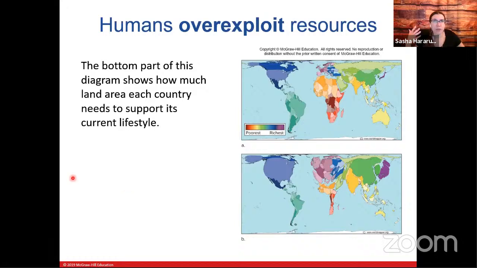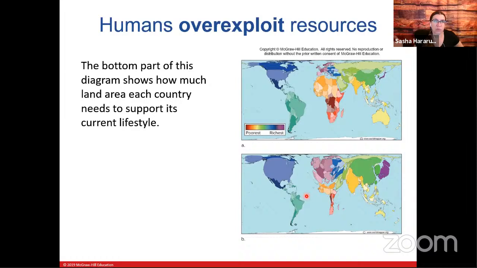So increasing population has put a strain on Earth's resources. The map here shows the physical boundaries of countries, and the countries are color-coded from poorest to richest. And this map here shows the ecological footprint of each country. An ecological footprint is the amount of land people use in everyday life. And you can see that the richer the country is, the larger its ecological footprint.